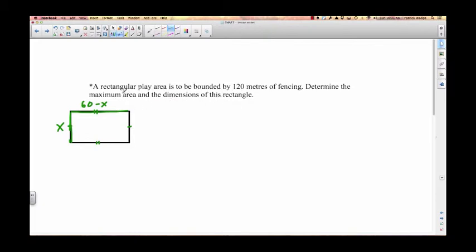We want to find the maximum area. How do you get area? You multiply length times width. So we're going to multiply x times 60 minus x, and we want that amount to be a maximum. So we want this y amount to be as big as possible. Okay, let's simplify, or expand, I guess. Let's do the mountains there. So y equals x times 60 is 60x. X times negative x is negative x squared.